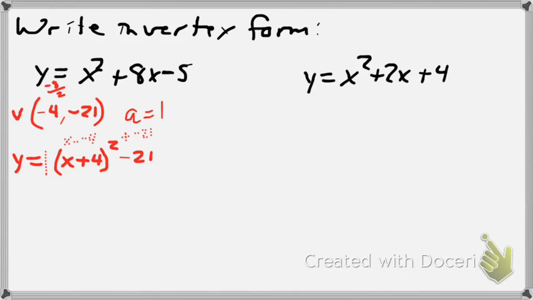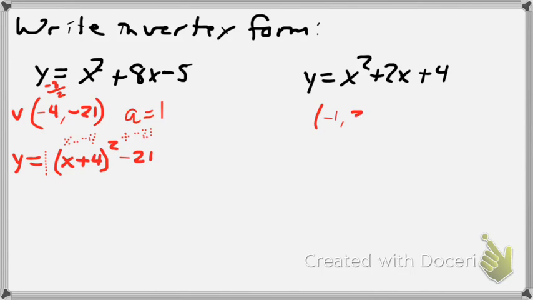Okay, so the solid red you see is the answer. The ghostly dotted is what you write originally. So there's a 1 here that we don't write. X minus negative 4 changes to x plus 4, plus negative 21 becomes minus 21. Okay, you do the second one.